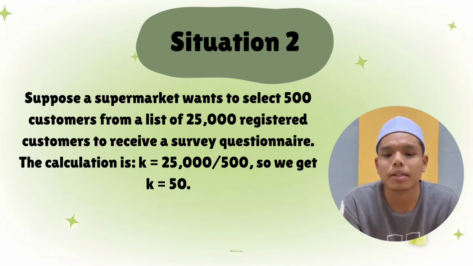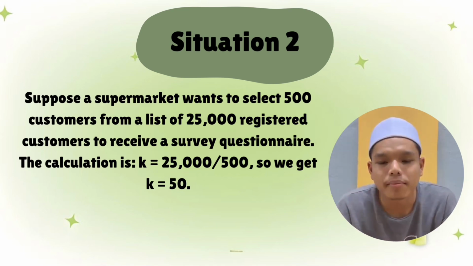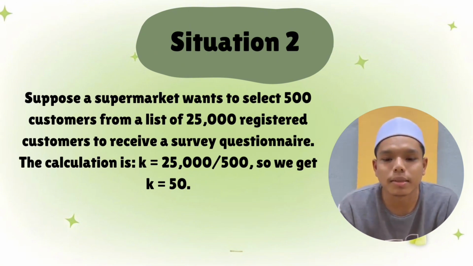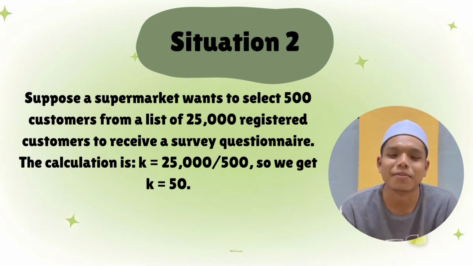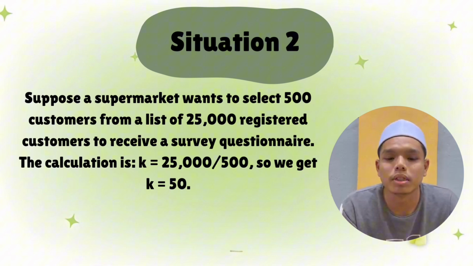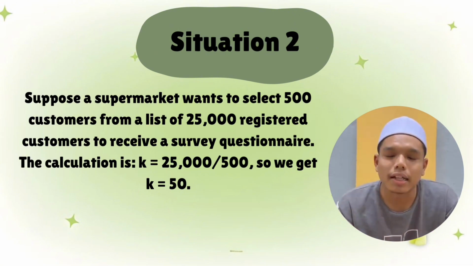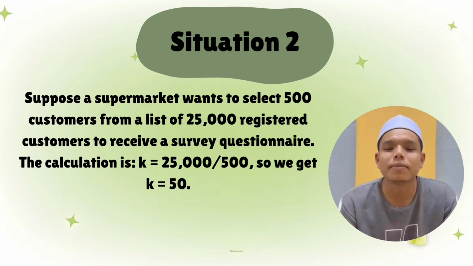If the randomly selected starting point is number 15, then the selected customers are the 15th, 65th, 115th, and 165th customers, continuing up to the 24,965th customer.